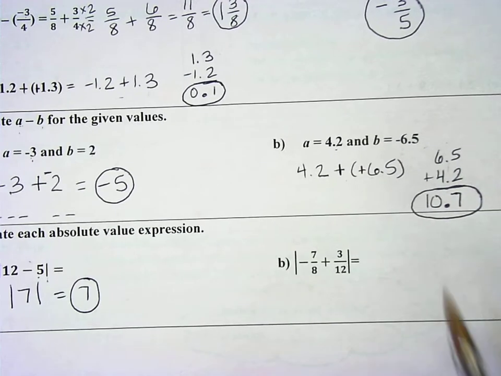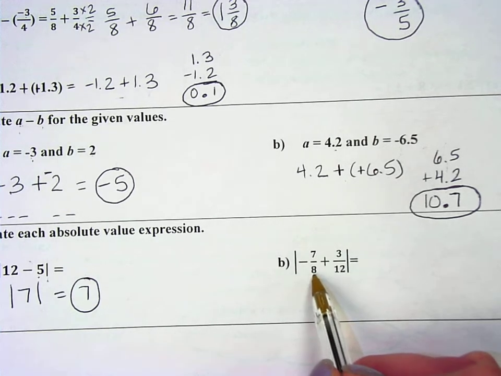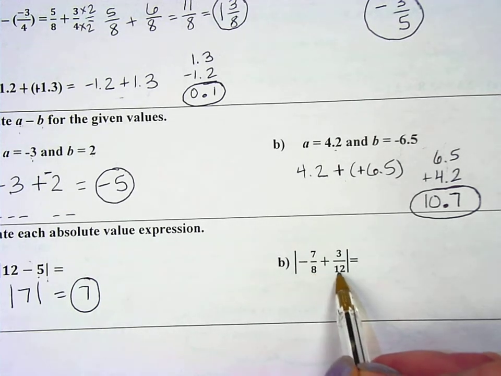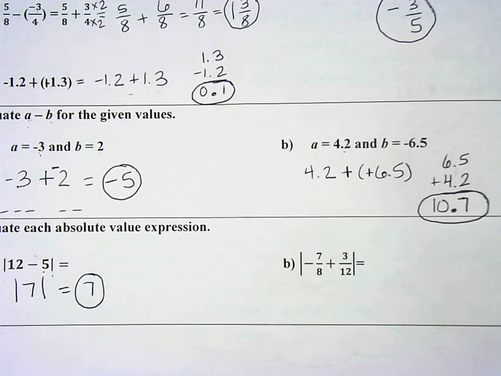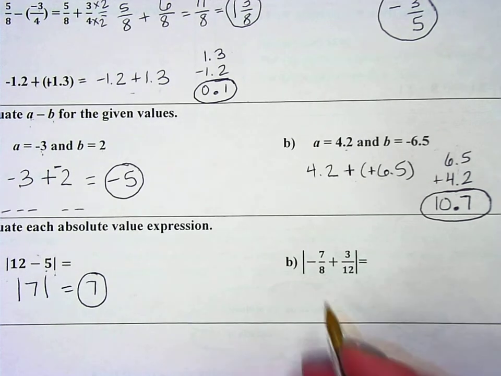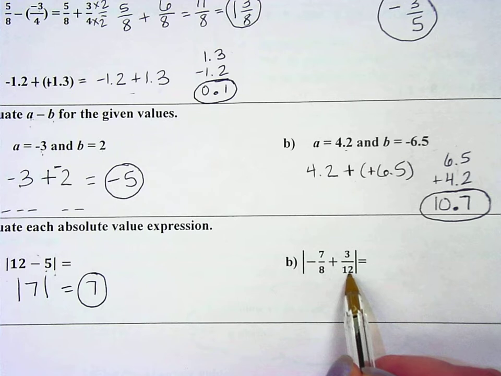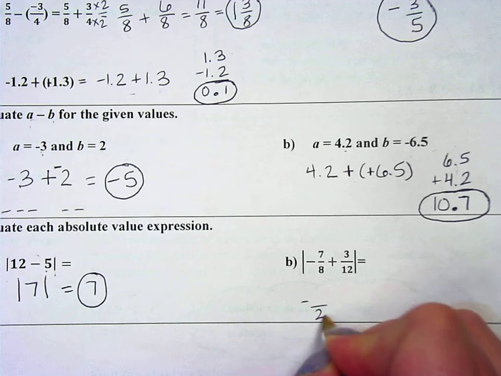One more. Trickiest one on here. I do not have common denominators, so I need to go ahead and solve this inside part first by making common denominators, then we'll deal with our absolute value bars. My common denominator between 8 and 12, I would not recommend making it 96 and timesing them by each other. I do have a smaller one, and I'm going to make them both be out of 24.